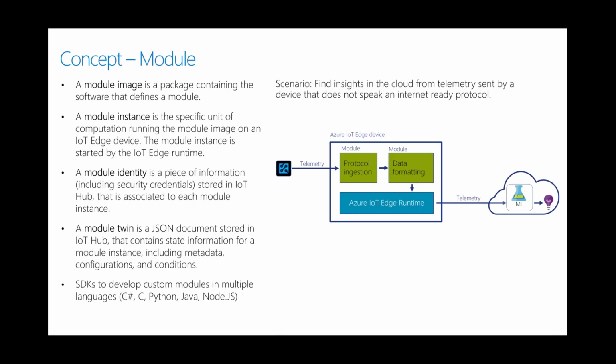So actually, the protocol ingestion could have just as easily done something, pushed it onto the runtime. The data formatting module could have read that, pushed it back onto the runtime, and then sent it up to the cloud to do something very, very interesting, I'm sure, in the cloud. So that's a module. That's, if you like, the unit of compute that runs something on the IoT Edge runtime.